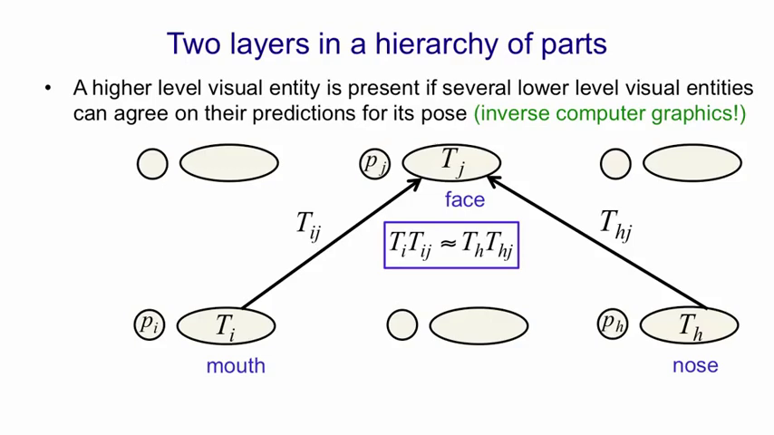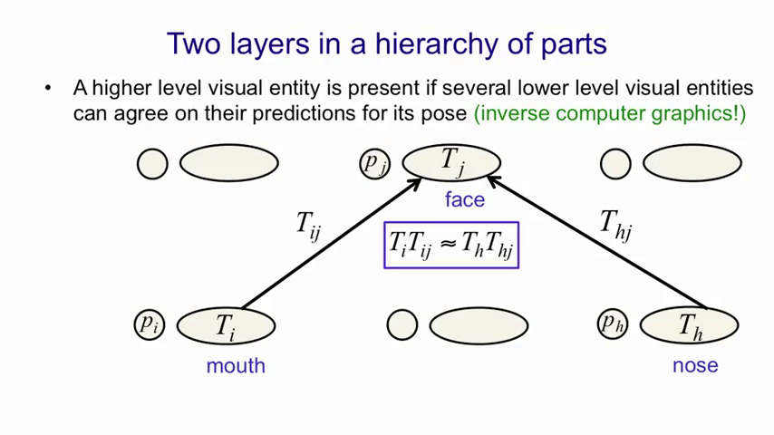We take a vector of neural activities that represents the pose of the nose, Th. We multiply it by the relationship between the nose and the face, and we get another prediction for the pose of the face. If those two predictions agree, there's a face there, because the nose and the mouth are in the right spatial relationship. And that's very unlikely without there being a face there.